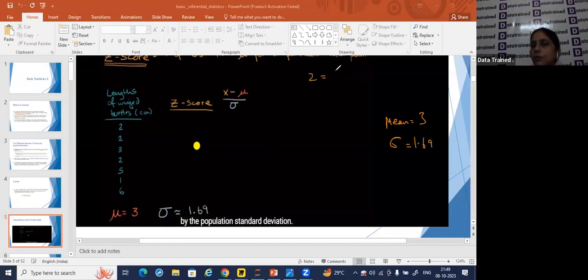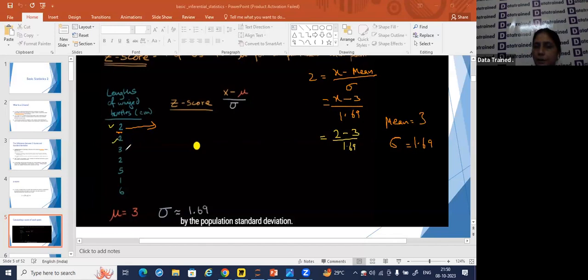If we want to calculate the z-score, it is x minus mean divided by standard deviation. So for any data point, I take x minus 3 divided by 1.69. Now let's calculate the z-score value of this 2. It is a data point, so I would put 2 minus 3 divided by 1.69. If I calculate, I will get the z-score value of this data point.